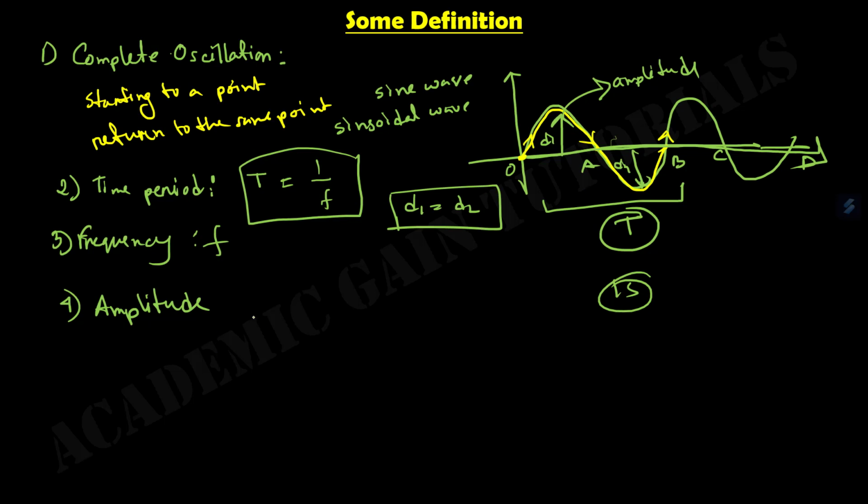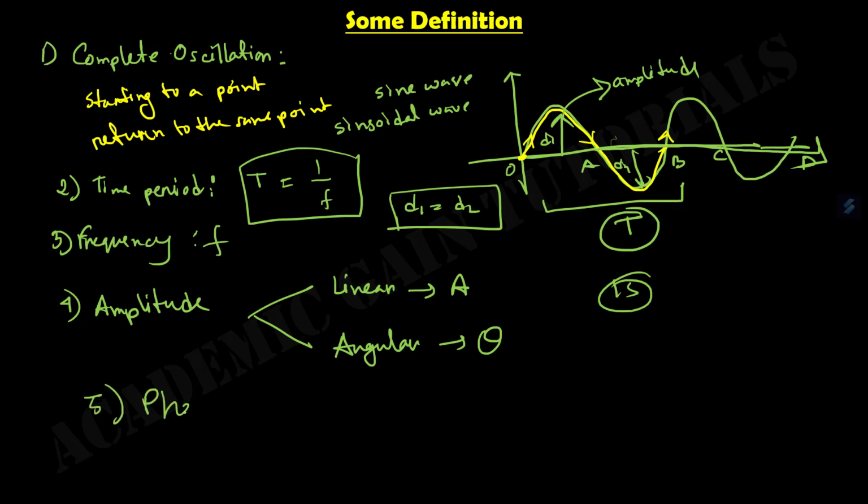There are two types of amplitude. One is linear amplitude, which is denoted by A, and another is angular amplitude, which is denoted by theta. Then our next term is phase.